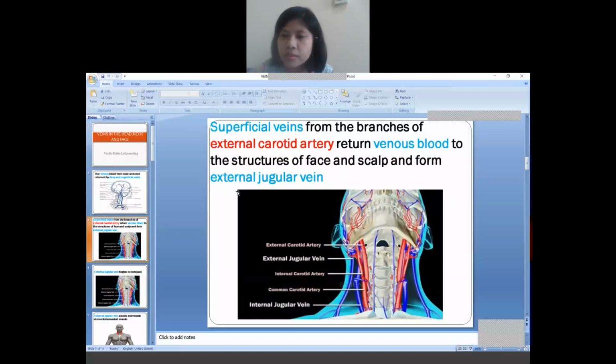Okay. So this is the answer. The superficial veins, they will form the branches of what? From the external carotid artery, and they will return the venous blood, the deoxygenated blood, from the face and the scalp, and they form the external jugular vein. Okay.